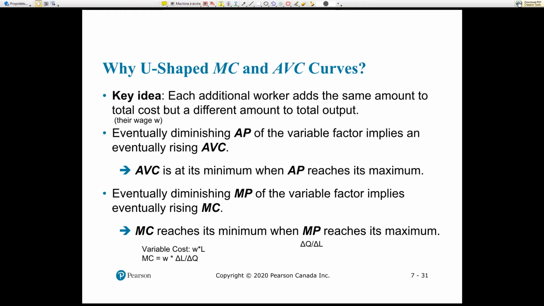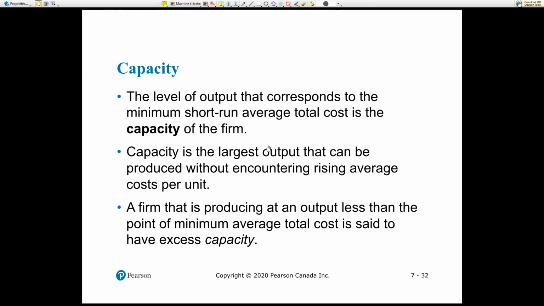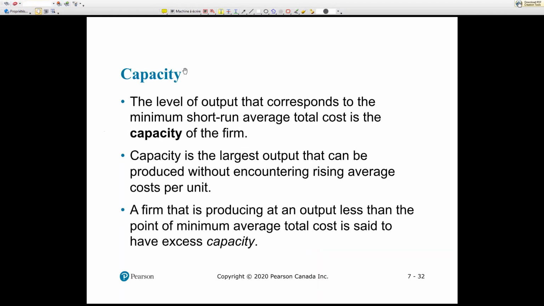All right. Capacity, finally. What is the capacity? So it's the sort of ideal size of the restaurant.